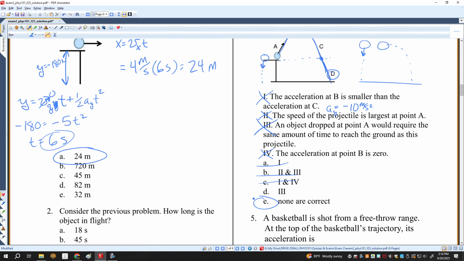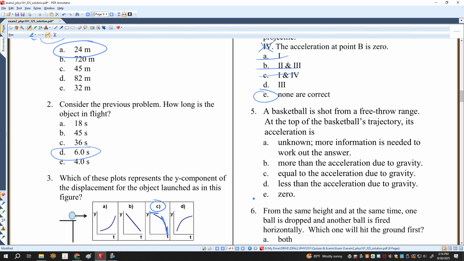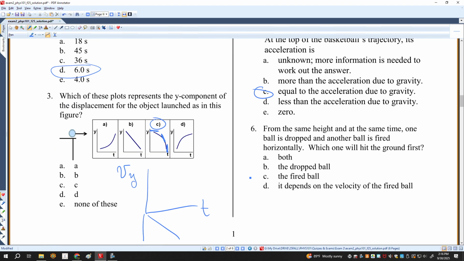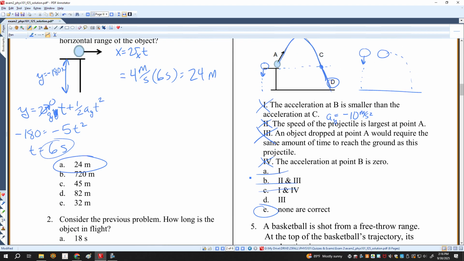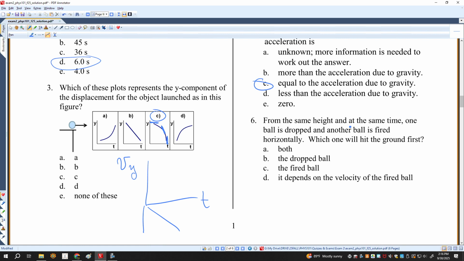That question was difficult. You had to take several different ideas and bring them together in order to understand what the answer to that question was. A basketball is shot from a free throw range. Its acceleration is always equal to c, so 5 is c. And here, I addressed this back in number 4: same height, same time. One is fired horizontally, another is dropped. They're going to have the same amount of time.